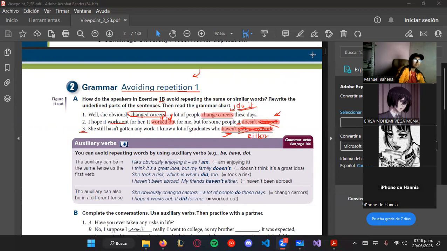Any questions, guys? ¿Alguna duda, alguna pregunta con esta actividad, with this activity? Any questions? Yes, no? No. No? Okay, so no questions. Can we move on? Can we continue?